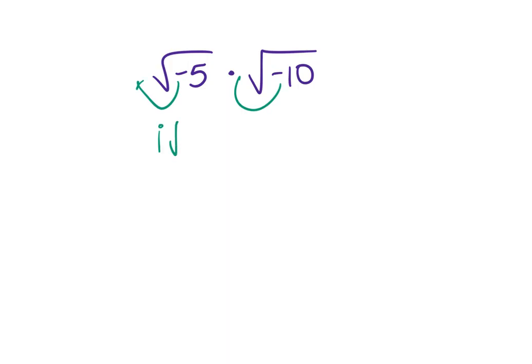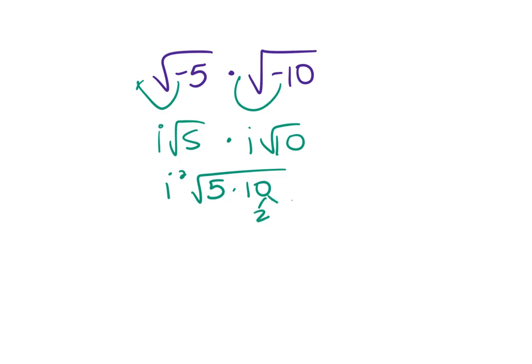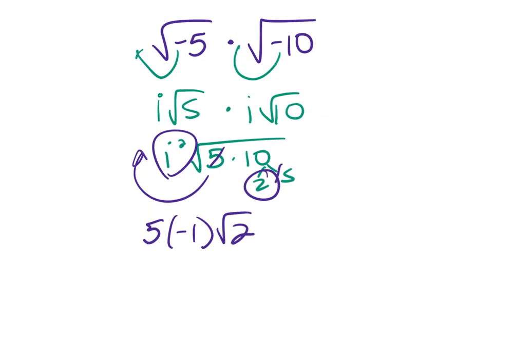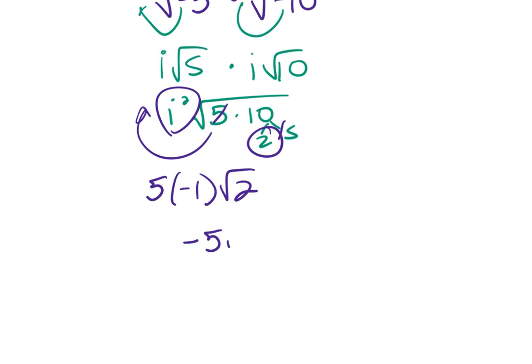So it'd be i square root 5 times i square root 10, which becomes i squared times the square root of 5 times 10, which you can then multiply out to 50, but you're going to want to break it down anyways, so you might as well leave it separate. And then there's two 5s, so a 5 goes to the outside. It'd be 5 times i squared, which is -1, times the square root of 2. And this becomes -5 square root 2.